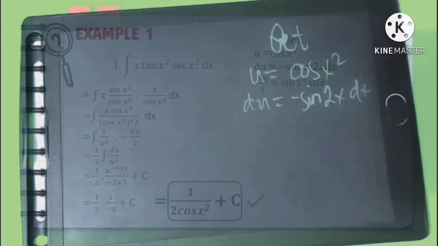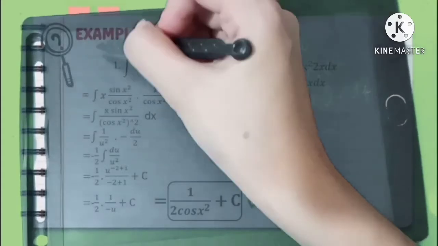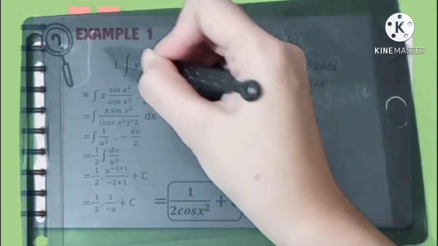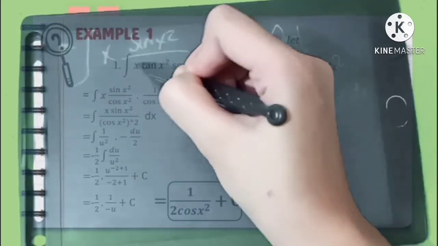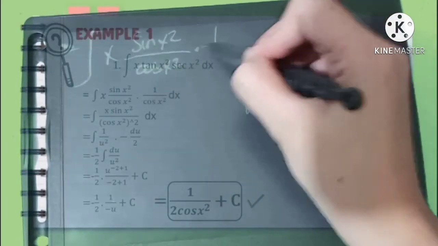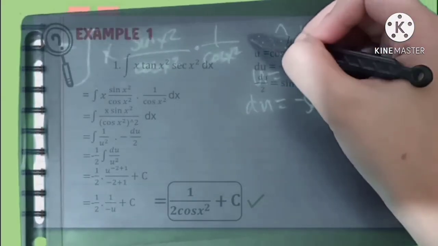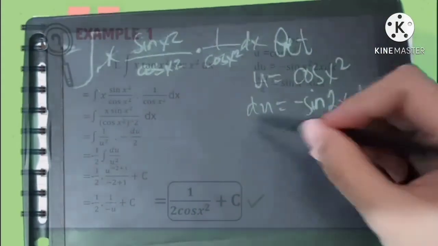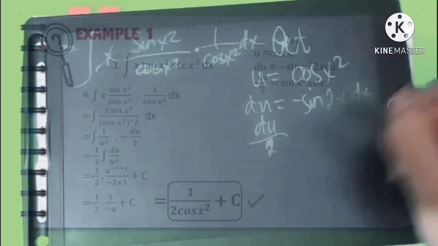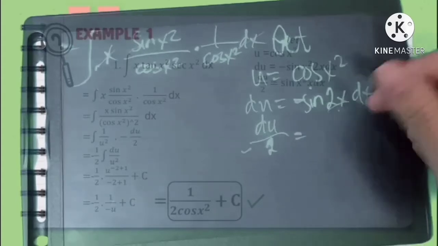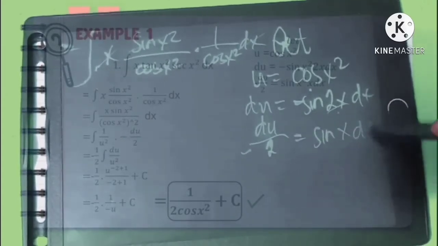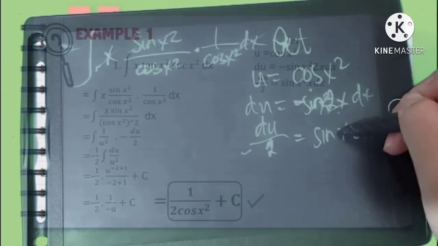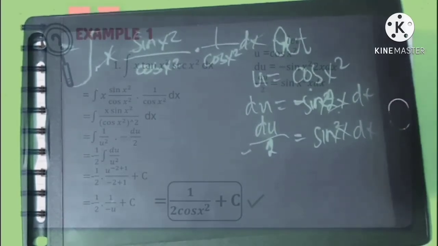Since this is only what we need to cancel, the x and the dx, right? What is the given? That would be x sine x squared over cosine x squared times 1 over cosine x squared dx. So this is what we need to cancel, and also this. We have an extra 2, so let's transpose it. So, du over 2, since it is negative, negative, is equal to sine x dx. Right? I mean, that's wrong, because there should be an x squared here: x sine x squared dx. Okay? Got it?